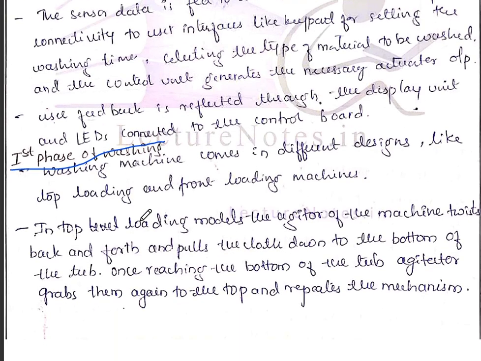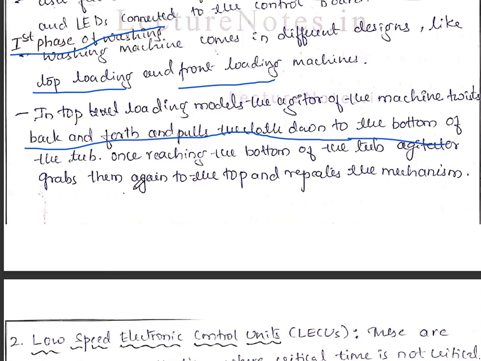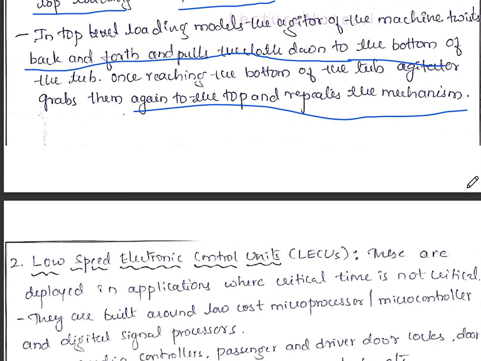Washing machines come in different designs, that is top load and front load. In the top loading model, the agitator of the machine is twisted back and forth and pulls the cloth down to the bottom of the tub. On reaching the bottom of the tub, it then grabs and moves to the top and repeats the mechanism.